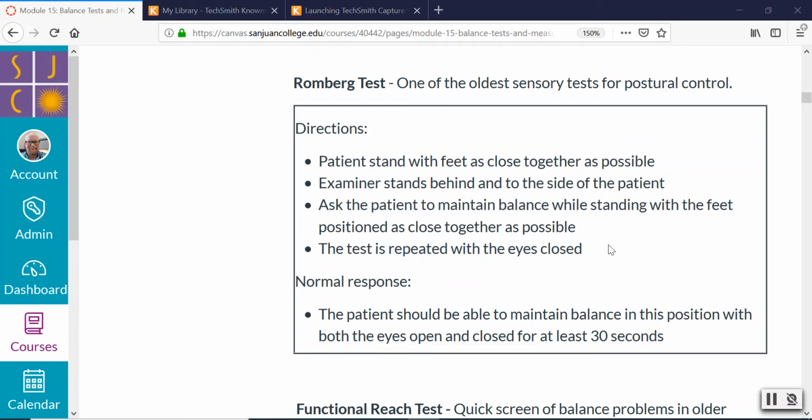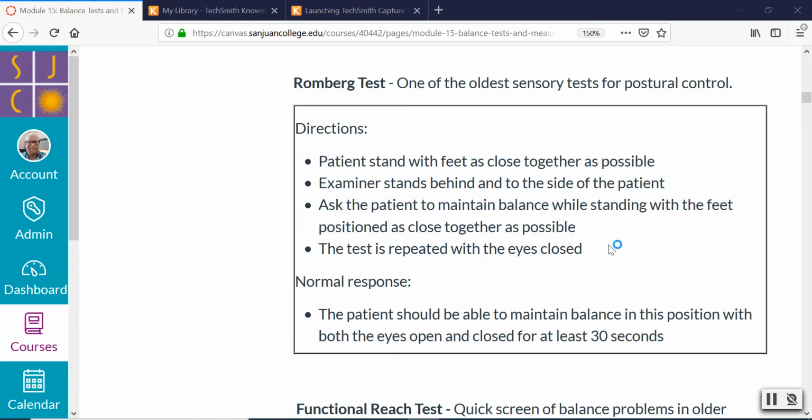And then you have them try and maintain balance with their feet right together for as long as they can. If they can do it for at least 30 seconds, then their balance is considered good or decent at least. And then you have them do the same test again, but with their eyes closed. So this one only takes a minute total, right? I'm not going to walk through this one because I know you guys are smart enough to get this. It's really straightforward.